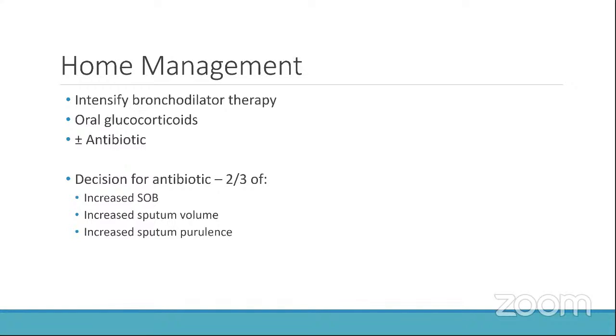Patients who you decide to manage as outpatients should be stabilized and discharged with a stepped-up bronchodilator regimen. They should also be discharged on oral glucocorticosteroids such as prednisone for 7 days and may need an antibiotic. An antibiotic can be prescribed if 2 out of 3 of the following are present: increased shortness of breath from baseline, increased sputum volume, or increased sputum purulence.